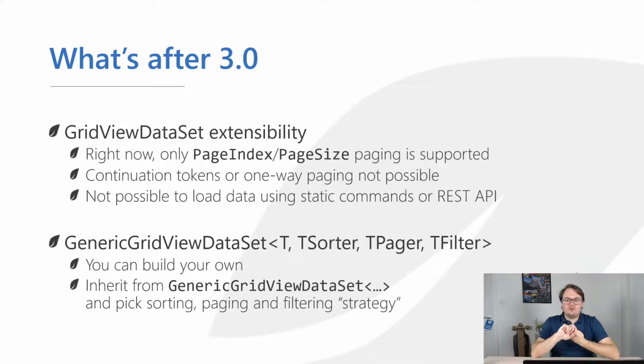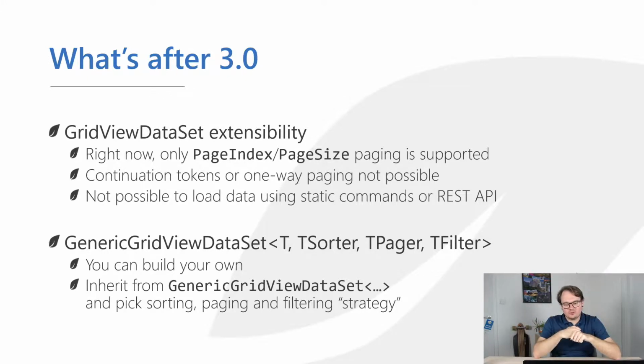However, if you want to use a different paging strategy than the page numbers, the most common solution in the relational world, it's quite difficult, because the pager is working with the page index and page size parameters. And there is no way how you can do it differently. You can do it on your own, but you cannot take advantage of all the things that grid view dataset gives to you. So you need to have your own collection, and you have to keep track of the paging on your own.